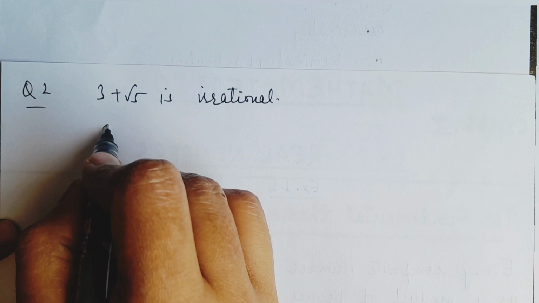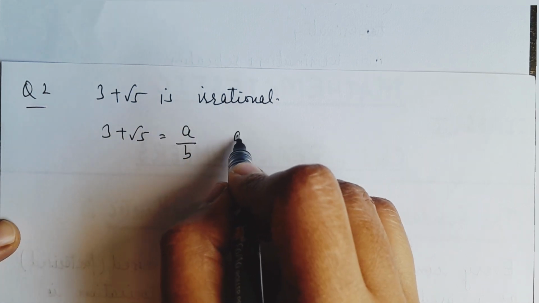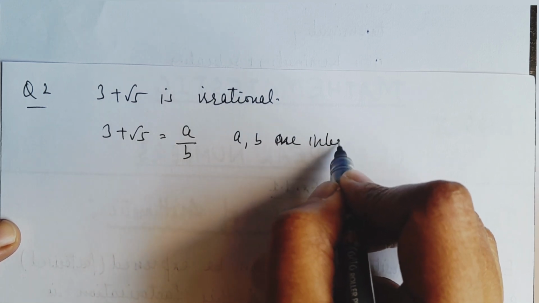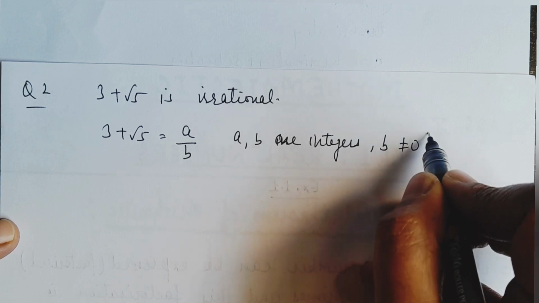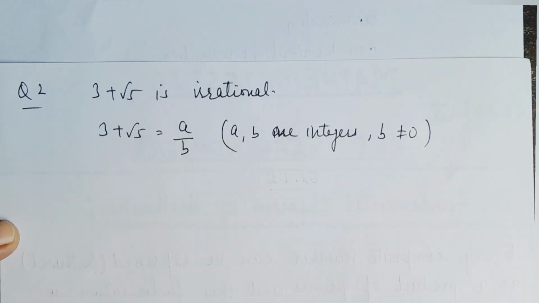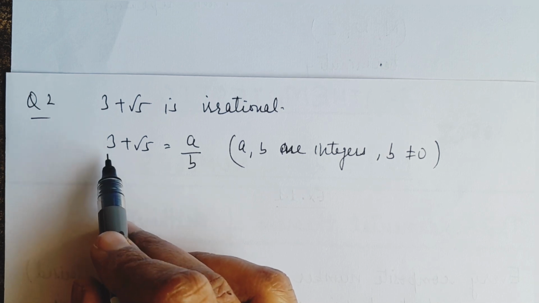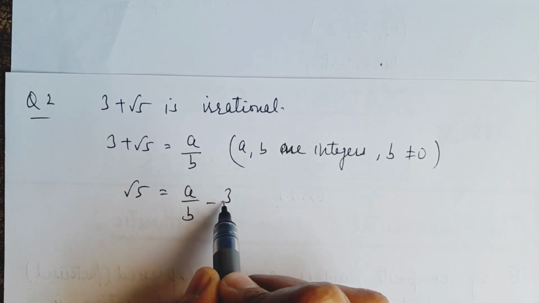Suppose this is rational, so we will take this equal to a by b, where a and b are integers. Because this is a rational number, we are considering the smallest form, coprime integers, and b is non-zero. Now we will shift this 3 to the other side. Root 5 will be equal to a by b minus 3.